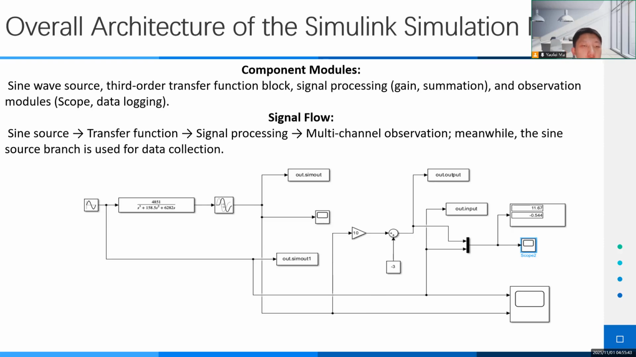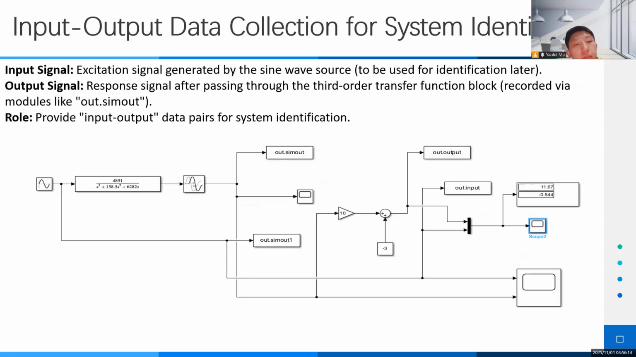The signal flows like this. The sine wave goes into the transfer function block. Then the output signal goes through signal processing. After that, we observe it with the scope and log the data. Also, we collect data from the sine wave source branch too. This helps with later system identification.